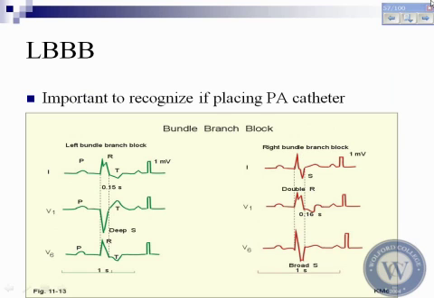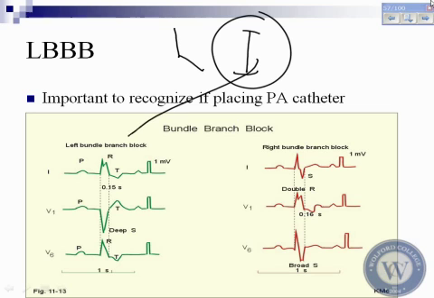The way you look for it is you see the rabbit ears in the left. Just drop the L down and make it a lead 1. So lead 1 is where you see the rabbit ears. So rabbit ears for left bundle branch block are seen in lead 1. You tend to see an axis deviation towards the left as well. Not always, but most of the time.